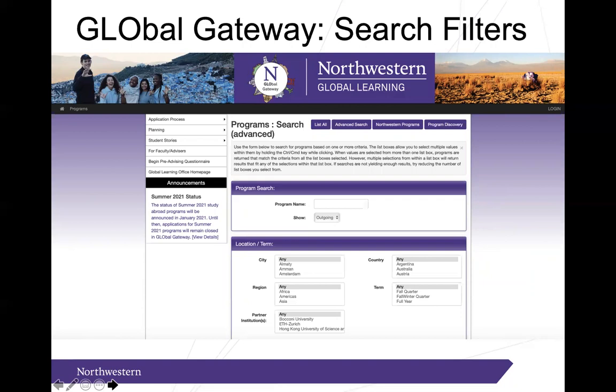Once you have a better idea, you can start exploring programs. Using our Global Gateway search tool, you do not need to log in to explore programs. Students can filter by program type, region, country, term, language, and discipline. If you log into our portal, you'll be able to search and save programs, complete a pre-advising questionnaire, and start your study abroad application.